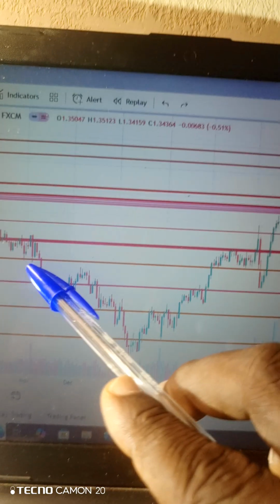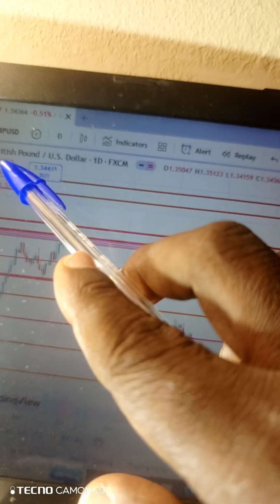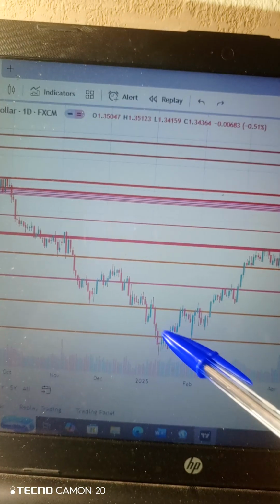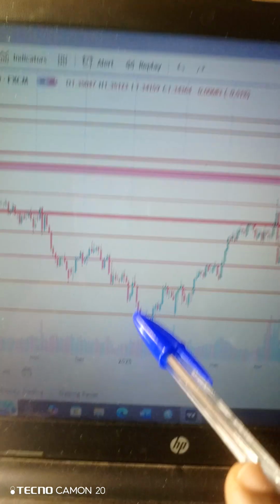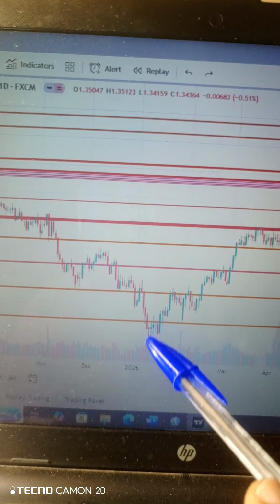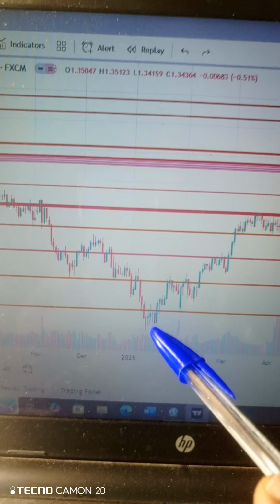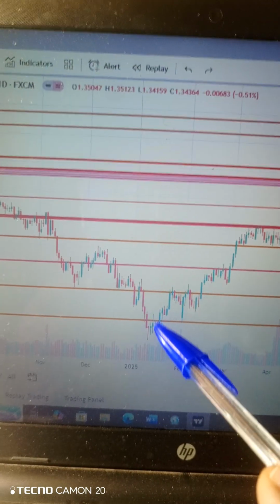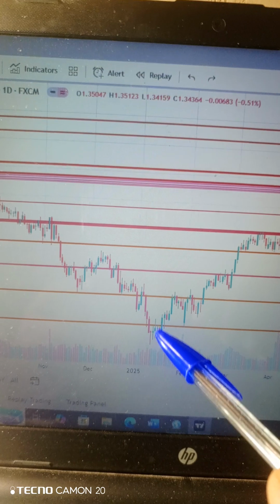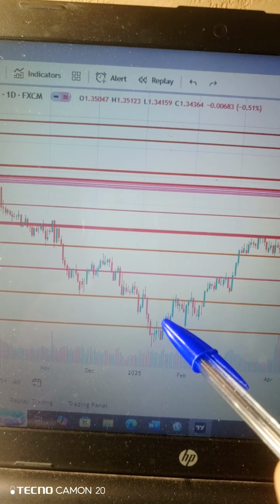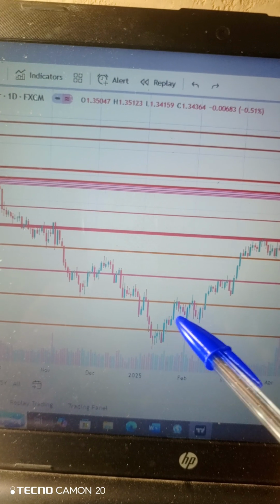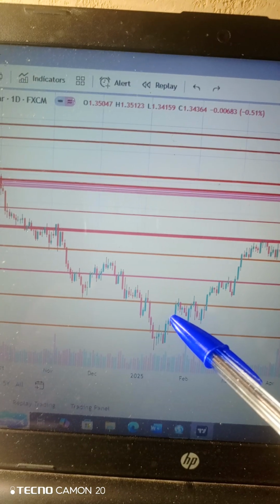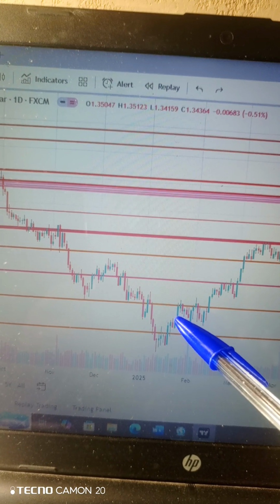If you look at this chart, this is GBP/USD, British pound against US dollar. You will see that there's a downtrend. When this downtrend got to this point, it made an order block. And then there was a liquidity sweep through this order block. When it did this liquidity sweep, it created a fair value gap, an imbalance.